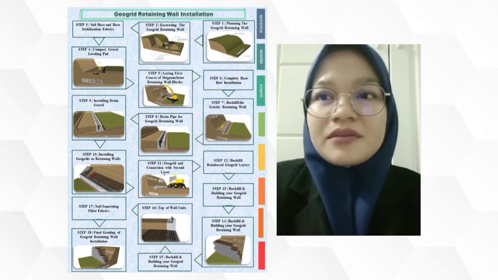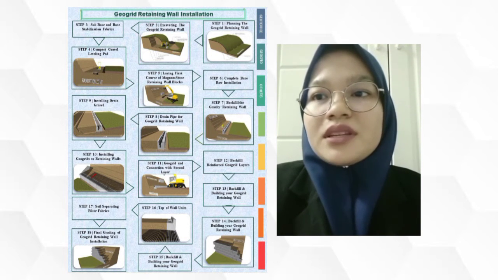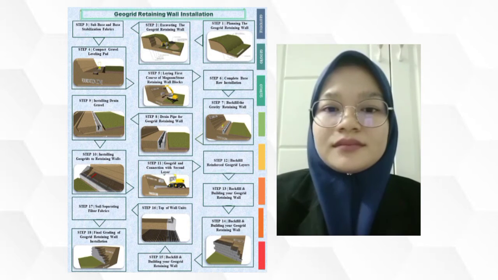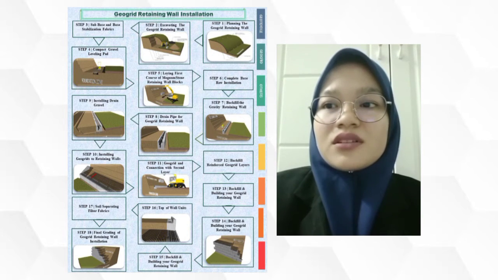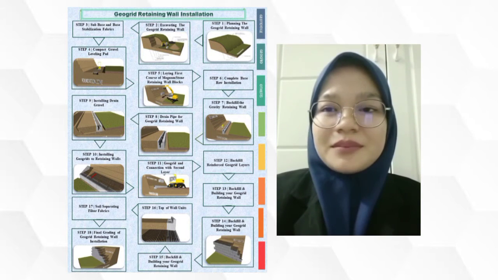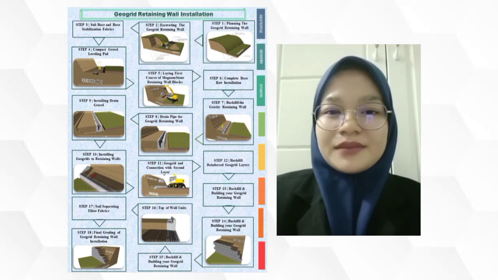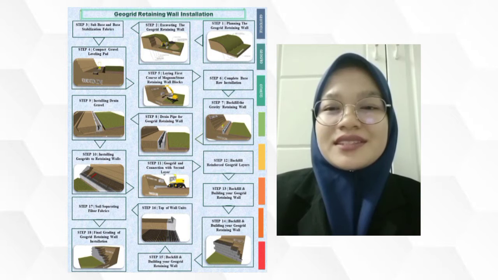Step 4. Compact gravel leveling pad. Correct moisture content in the gravel will help in reaching proper compaction. Compact gravel leveling pad to 95% standard proctor density or greater. Step 5. Laying first course of magnum stone retaining wall block. Place a steel stake at either end of the leveling pad to establish the back of the first course of units. Place each unit on top of the leveling pad in such a way as not to disturb the level gravel. Step 6. Complete base row installation.